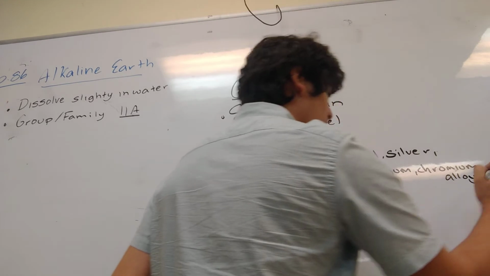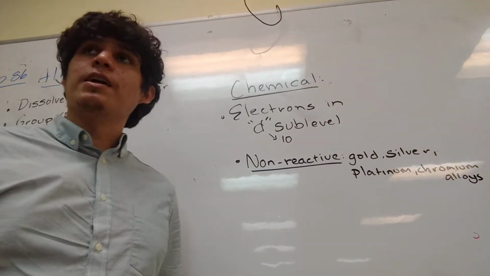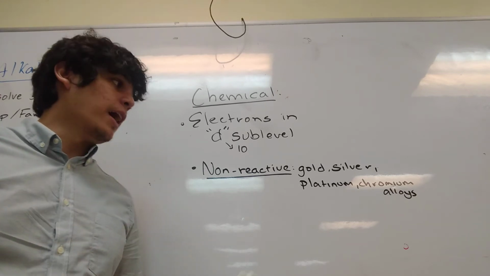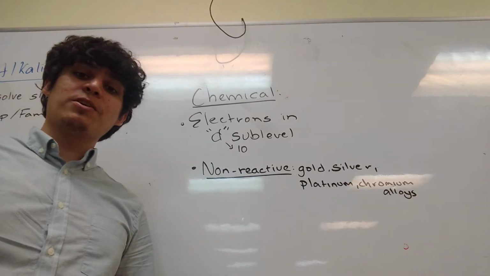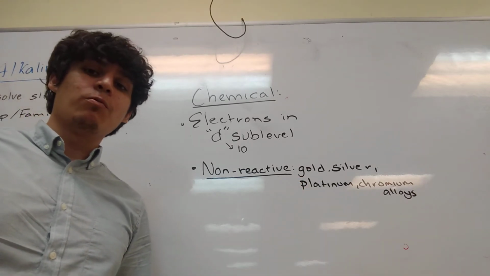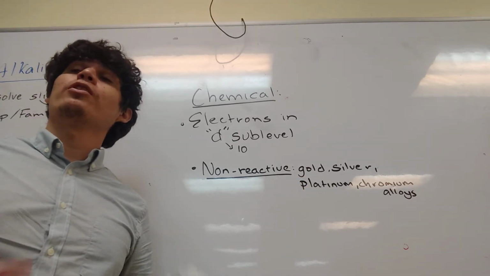Now, like I said, stainless steel, if you guys know what stainless steel is made of, usually you have iron, you have carbon, and you add a little bit of chromium on there. That's because chromium is unreactive for the most part, just like gold, silver, and platinum, which means it takes a long time for them to corrode.